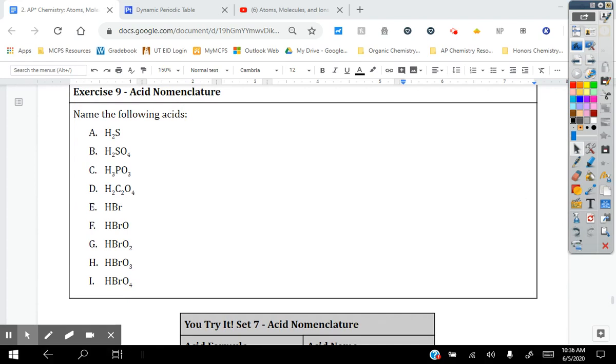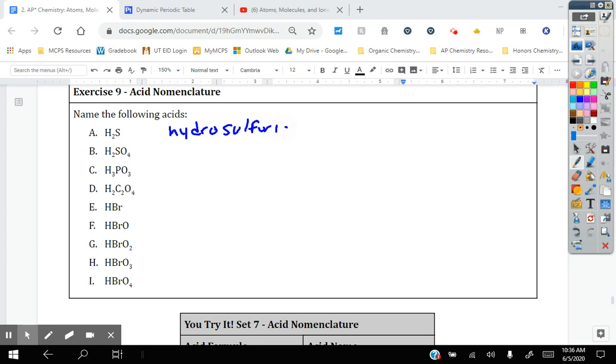All right, so this first one, hydrogen, we got hydro, sulfur becomes our root here, and we change it to ic acid. This is hydrosulfuric acid. If we're looking at this next one, we have the sulfate ion. So sulfate means we have to change it to ic acid. Now this one's going to be weird because even though it's sulfate, they end up calling this one sulfuric acid. So some of these we are just going to have to memorize how to name them.